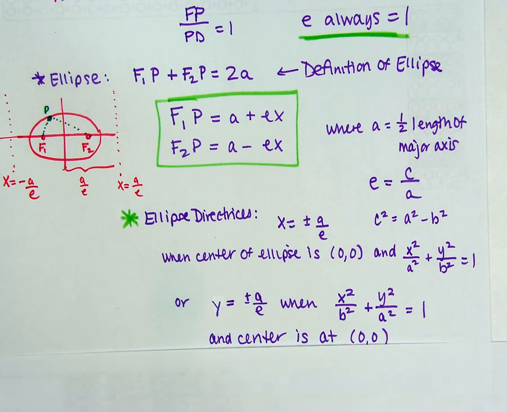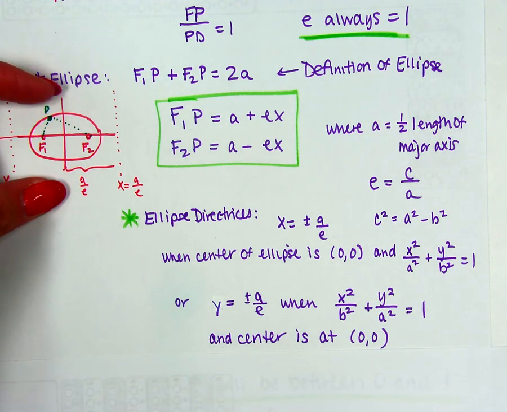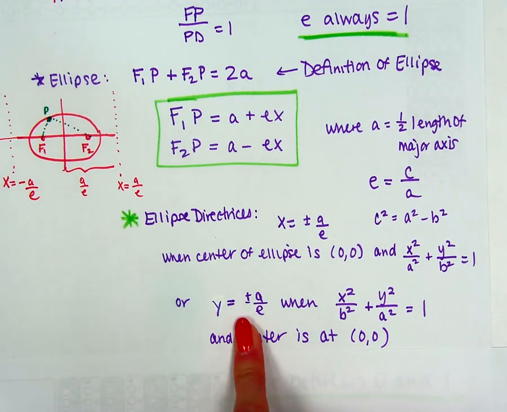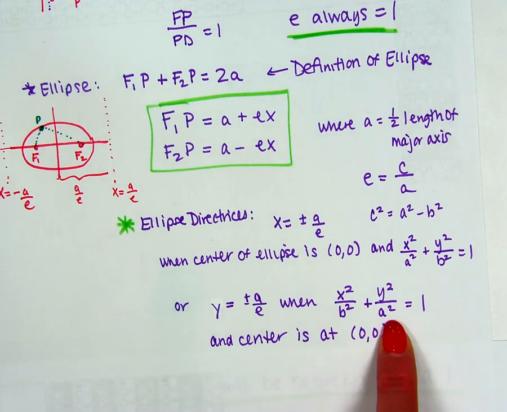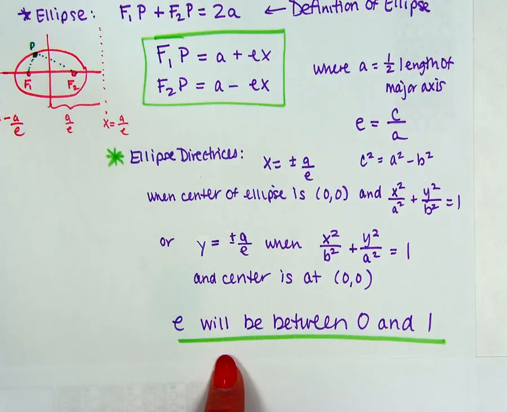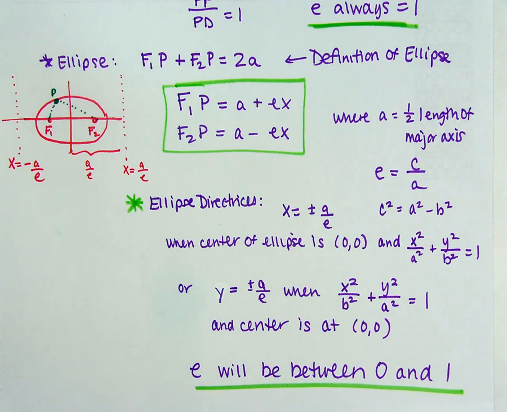All right, or let's say your major axis were along the y's, then you'd have horizontal directrices. So that's going to be y equals, because it's horizontal lines, plus or minus a over e. That's if the larger number is under the y squared term. All right, now if you find your eccentricity for an ellipse, it's always going to be a number between 0 and 1. Okay, if there's too many notes here, just pause it and then come back to the video when you're ready.